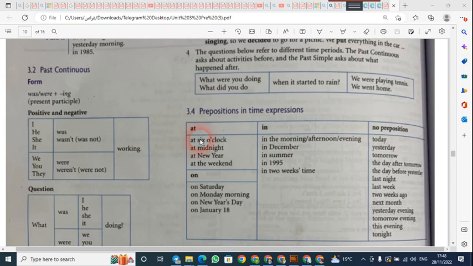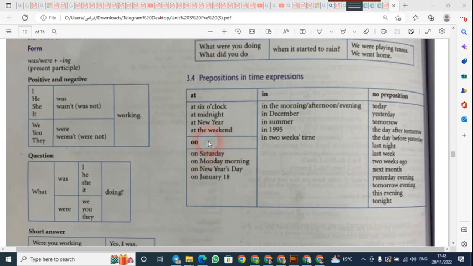With الساعة at 6, at 9, at 6 o'clock, at 8 o'clock. We use at. Midnight منتصف الليل, at midnight. At New Year السنة الجديدة نستخدمها, at the weekend. ساعة, midnight, new year, weekend. Weekend هي عطلة نهاية الأسبوع.